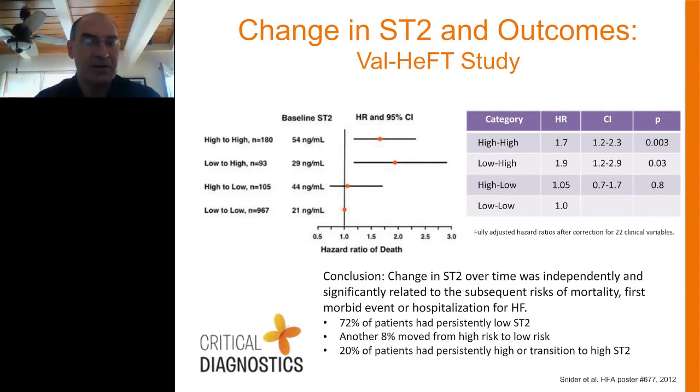confidently identify those patients that are lower risk, which in this case is basically 80% of the patients who were either in a low risk or moved to a low risk category, patients that could maybe be monitored or managed more in infrequent visits.